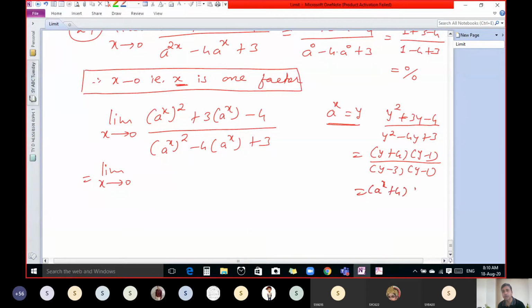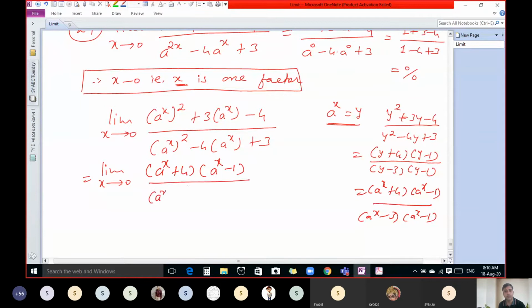So a raised to x plus 4, a raised to x minus 1 upon a raised to x minus 3, a raised to x minus 1. So this is the factor. This is slightly tricky. So here x is not a factor, but here a raised to x minus 1, that is one factor. So that is why this is considered a slightly tricky question.